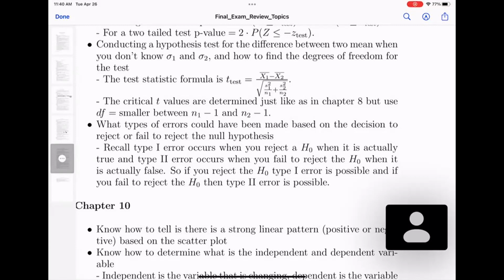So then using those two ideas, if you reject the null hypothesis, you could have made a type 1 error. If you fail to reject, you could have made a type 2 error.